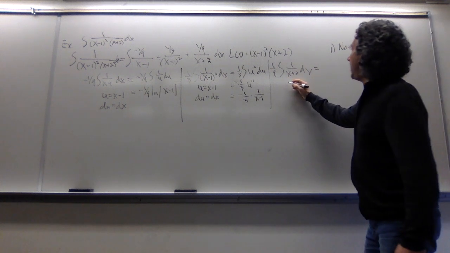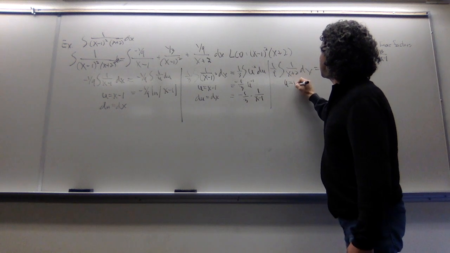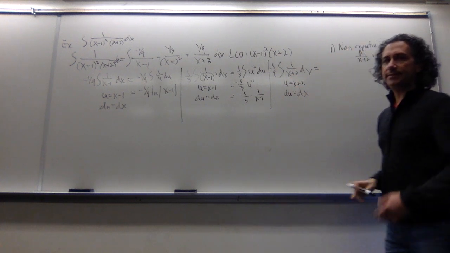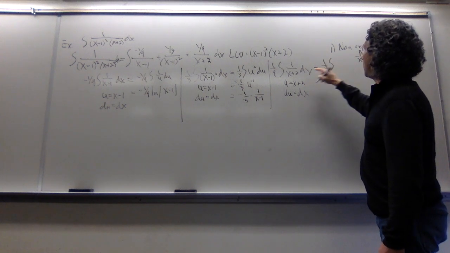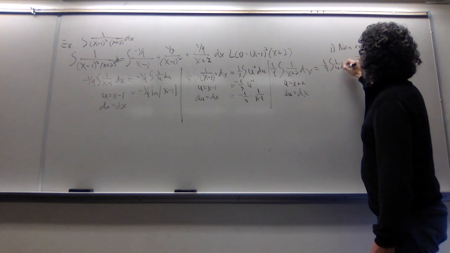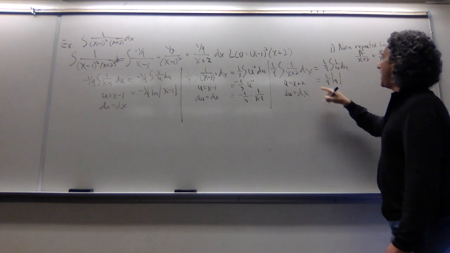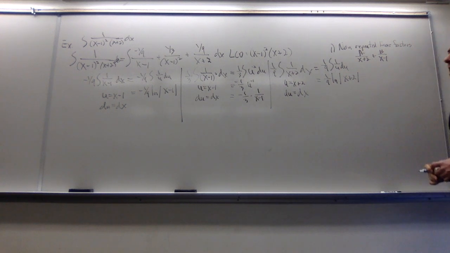And then finally, this guy looks just like this guy, so I guess we'll let u equal x plus 2. du is dx. So that this is 1/9 the integral of 1 over u du, which is 1/9 ln of the absolute value of x plus 2. Again, ignoring the C's for now.